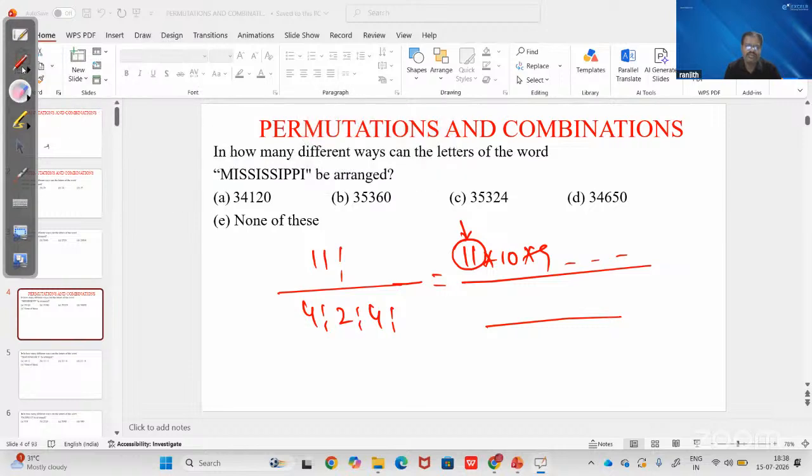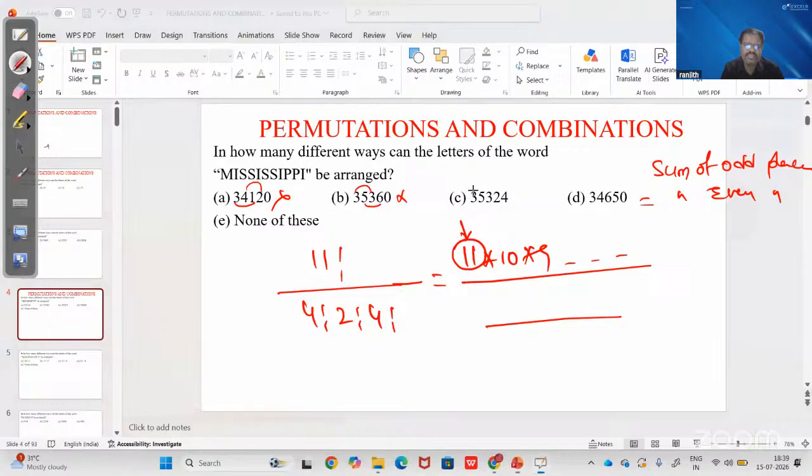What is the divisibility rule for 11? The sum of odd places is equal to the sum of even places, or the difference will be equal to 0. Both will be the same only. So what is the sum? 3 plus 1 equal to 4. 4 plus 2 equal to 6. It is not possible. 3 plus 3 is 6. 11, it is also not possible. 3 plus 3, 6. 6 plus 4, 10.